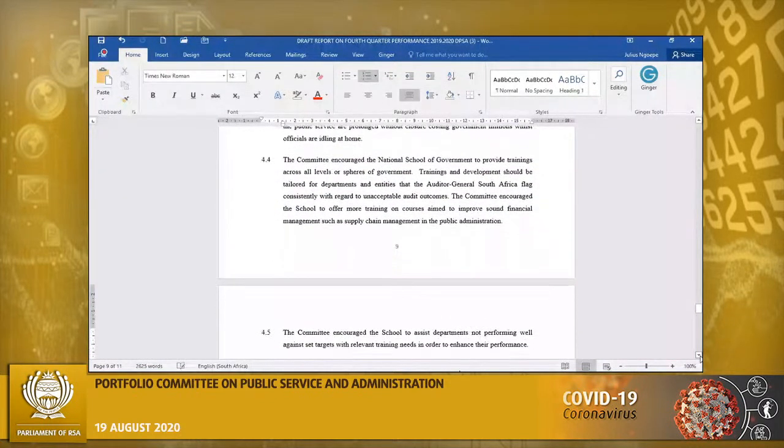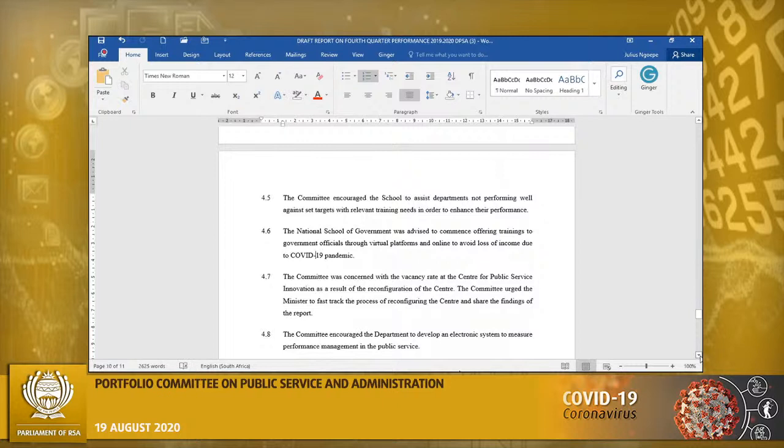And 4.4, the committee encouraged the National School of Government to provide training across all levels or spheres of government. Training and development should be tailored for departments and entities that the Auditor General South Africa flagged consistently with regard to unacceptable audit outcomes. The committee encouraged the school to offer more training on courses aimed to improve sound financial management, such as supply chain management in the public administration.